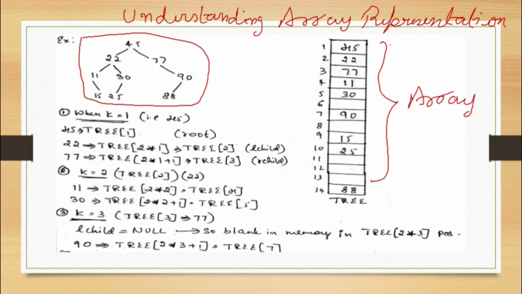We know that 45 is the root, and the root should be in the first location of the array. That is why 45 is stored in the first location. So k is equal to 1, that is 45. We have understood this from the property, studied in the steps.